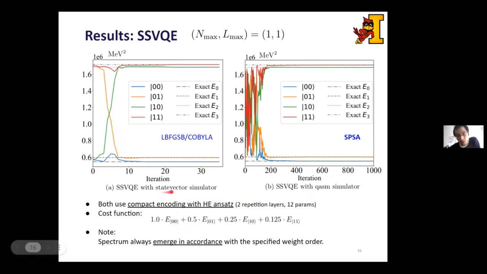As I mentioned, the state vector simulator is an exact simulation, so you will not expect to see any noise whatsoever. But for the quantum simulator, there's an intrinsic sampling noise attached to it. So we use 8,192 shots. In the beginning, there's a lot of noise due to sampling, but in the end, you can see the agreement is quite exact. And different optimizers have been used.